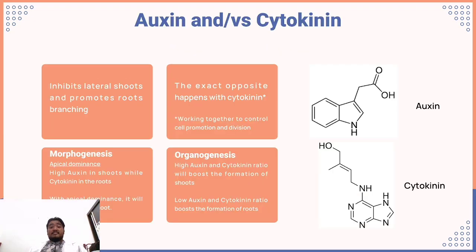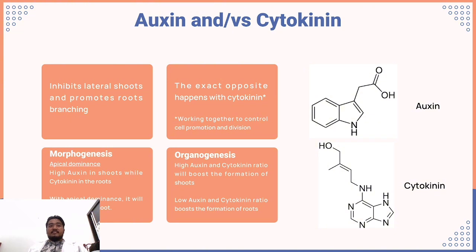Now, let's talk about auxin and cytokinin. Auxin inhibits lateral shoots and promotes root branching. The exact opposite happens with cytokinin, where it inhibits root branching and promotes lateral shoots. These two hormones work together to control cell promotion and division. Auxin and cytokinin undergo 2 processes, which are morphogenesis and organogenesis.